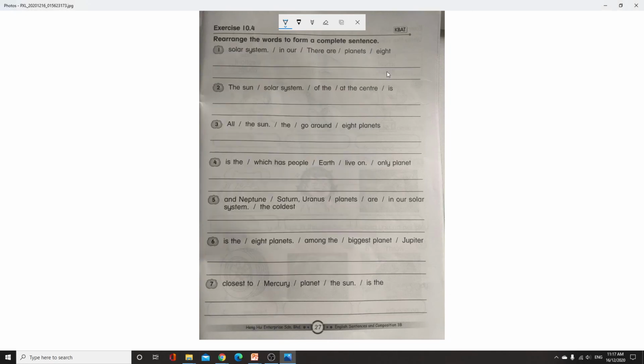Now this is your homework. In the exercise book, what you need to do is arrange the words and then write. For example, solar system in our there are planets 8. So you have to find where is number 1, number 2, number 3 until you finish.